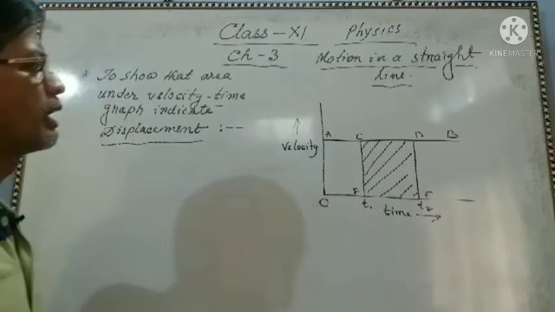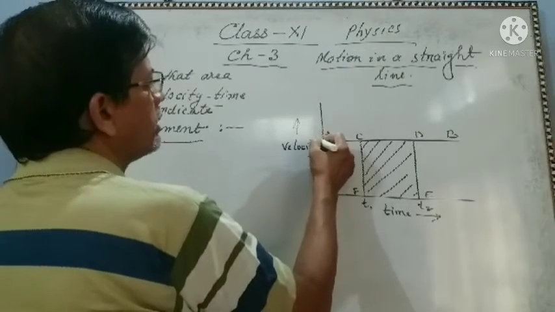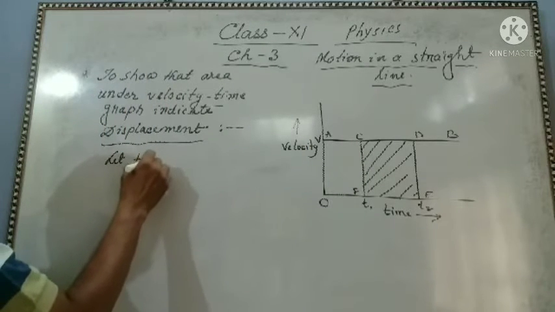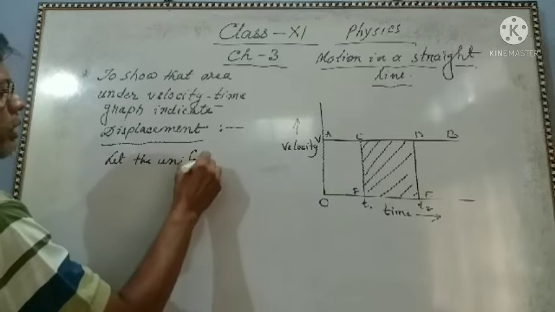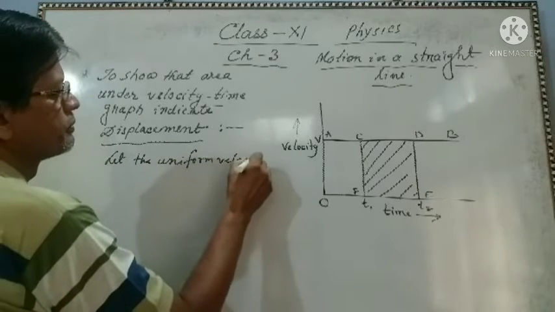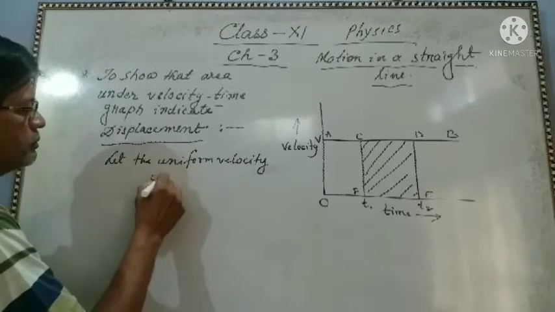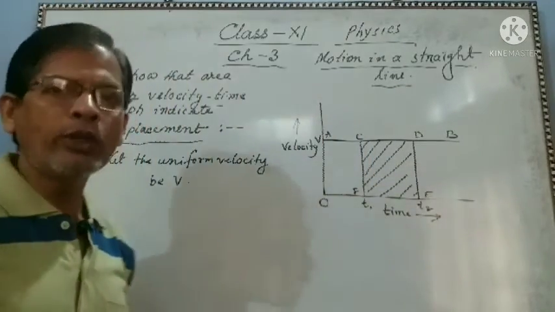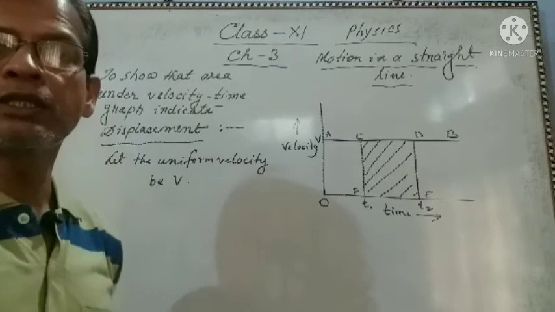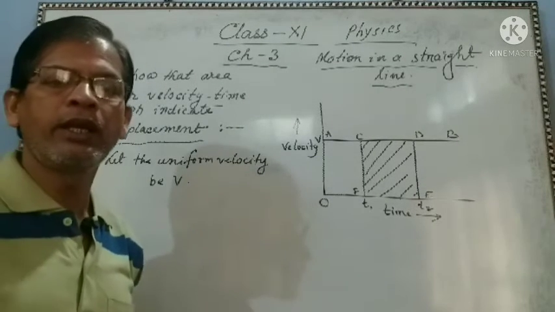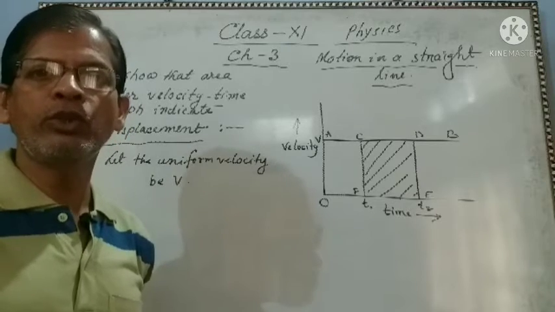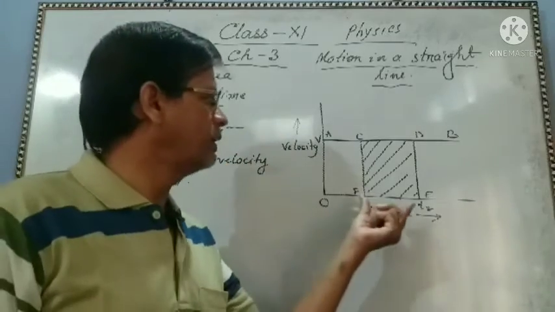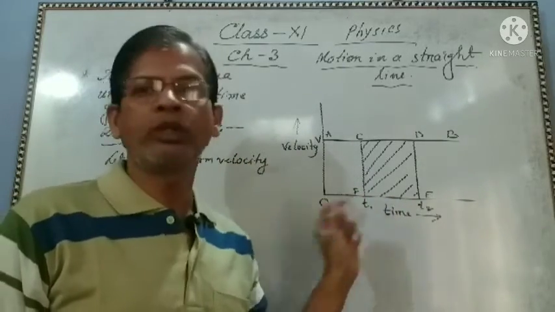Now you see, let the velocity be v. So what will be the distance travelled? Distance equals velocity into time interval. So what will be the displacement in this time interval t2 to t1?